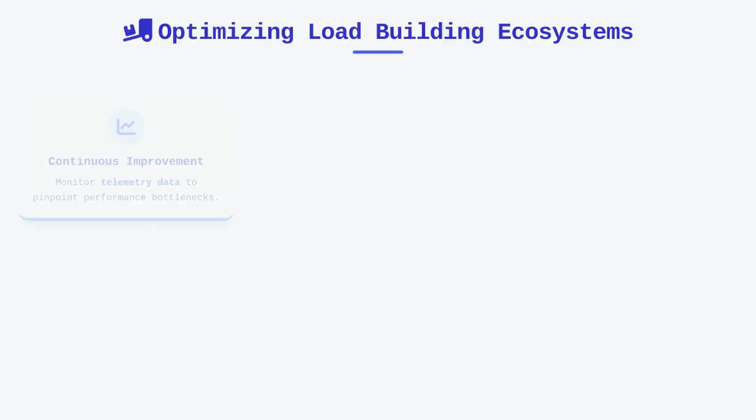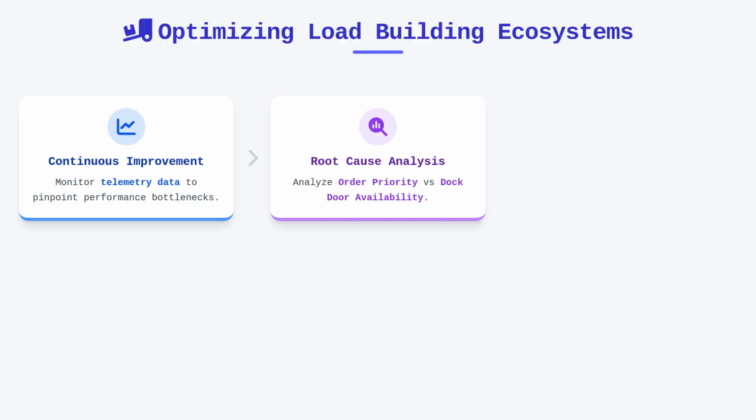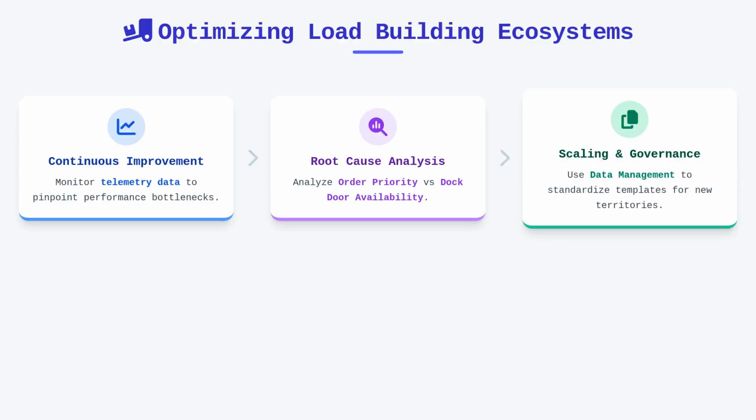Administrators must adopt a mindset of continuous improvement by monitoring performance bottlenecks through the provided telemetry data. Identifying why a certain load strategy is underperforming requires observing the relationship between sales order line priority and the availability of dock door resources. Logic errors often manifest during wave processing when the load building attempt conflicts with existing warehouse work templates. By utilizing the data management workspace, you can create migration templates that help standardize these configurations as your organization expands into new territories or warehouses.